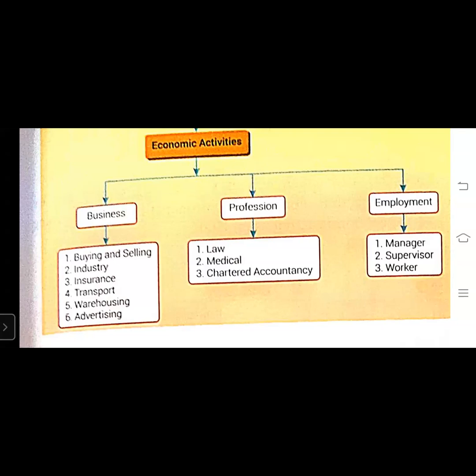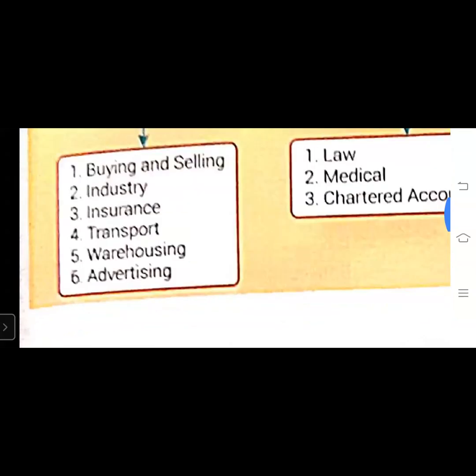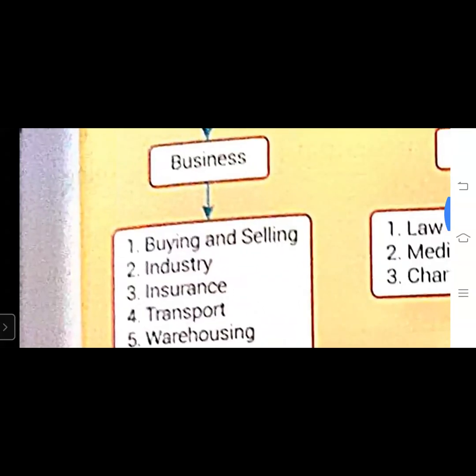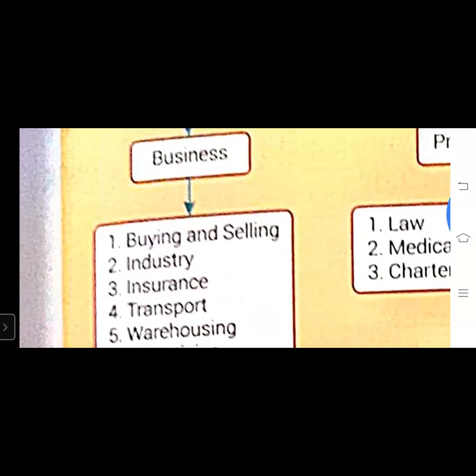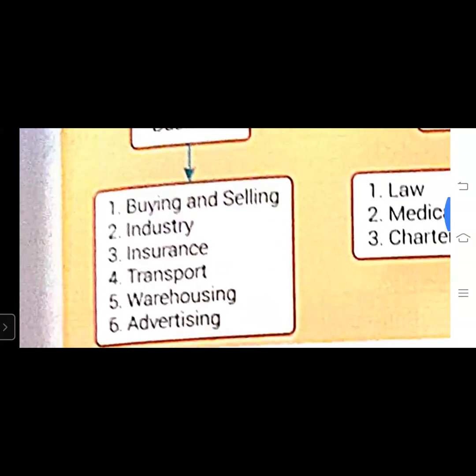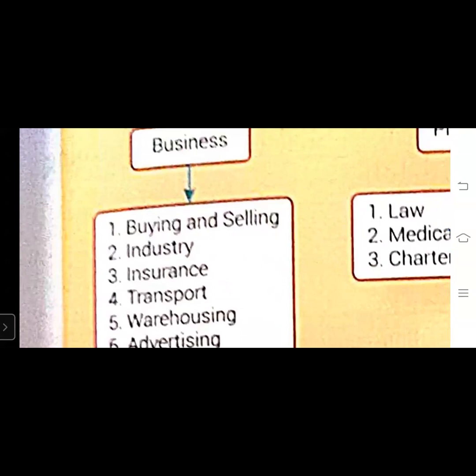Next topic is characteristics of business. One definition is required to learn; you can learn any one definition of business from your book. I will send one PDF. If you don't have any book, you can use this PDF to make notes.